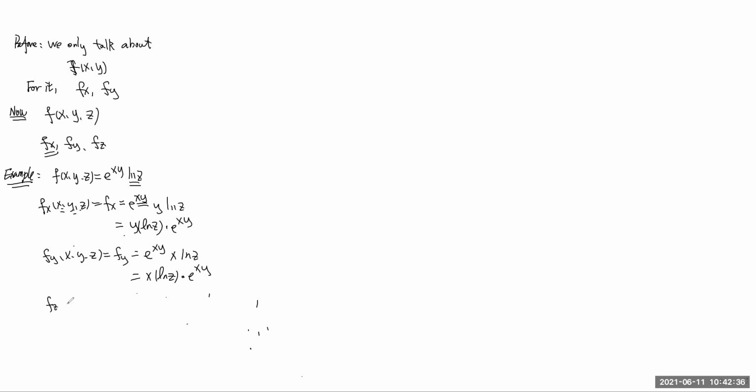Let's look at the last one, f(x, y, z). This is f_z. So e^(xy), just copy, because in this case it is a constant, and the ln z, if you differentiate it, you'll get 1 over z. So the answer is e^(xy) over z. Right.